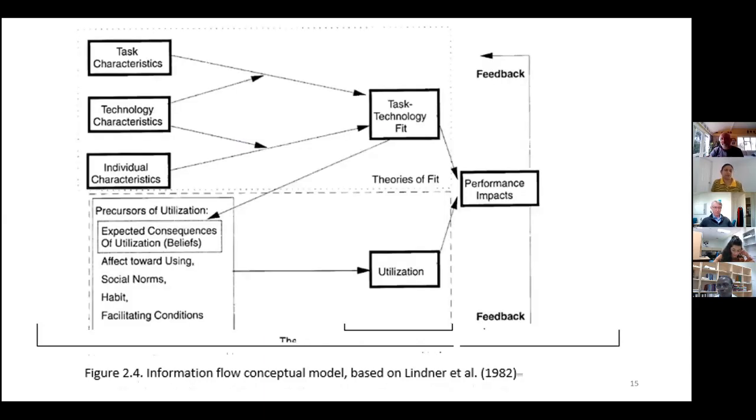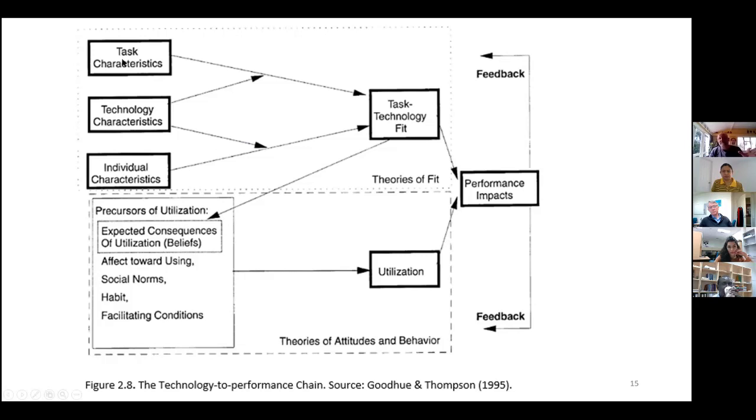This is a different way of looking at it, and this comes from task technology fit. Here at the bottom, you can actually see a bit of that theory of planned behavior, which is the theories of attitude and behavior here. But on top here, what you can see is the match between the characteristics of the task at hand, the technology that can be used to perform those tasks, and some individual characteristics that would make those more favorable than others. So that's the task technology fit.